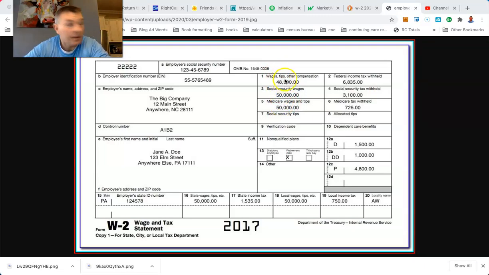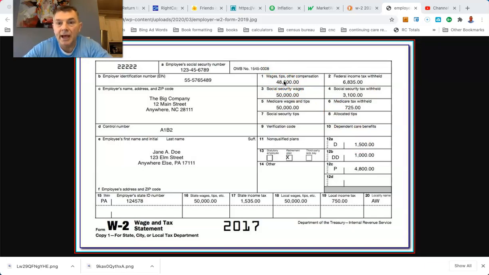Now, here we see box 1 is $48,500. But yet box 3 and 5 are $50,000. Why the difference? Well, because if we look down here to box 12A, the letter D, and we look at the back of your W-2, it'll tell you what the letter D is. It's elective deferrals to a Section 401k plan. So here they put $1,500 into a 401k, which reduced the wages that were going to be taxed for withholdings.